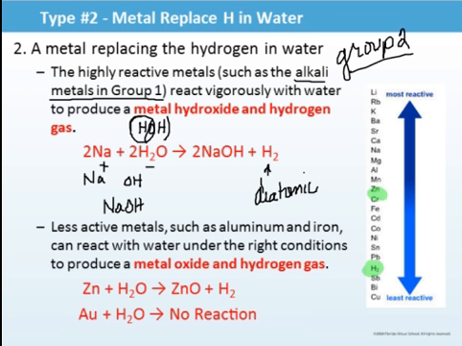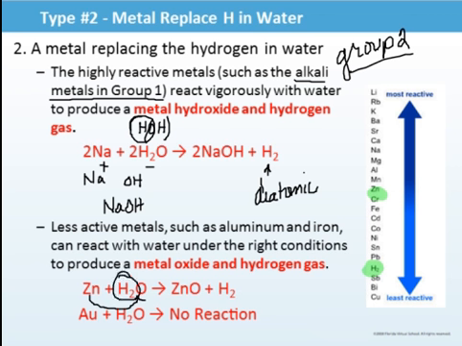If you have any other metal other than a Group 1 or Group 2 metal, it's going to form the metal oxide. So zinc plus water forms zinc oxide plus hydrogen gas, because the zinc is going to come in and form a bond with the oxygen, and then hydrogen goes off by itself.